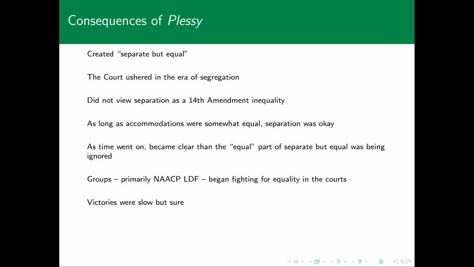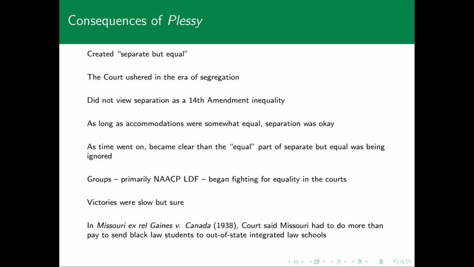In 1938, the court said that Missouri was not acting equally because at the time Missouri had a practice where they would pay black students to go to an out-of-state integrated law school. They did that rather than create an integrated law school. And the court said, no, that's not enough. That's not equal, right? Because it's potentially not equal if that's what you're doing.